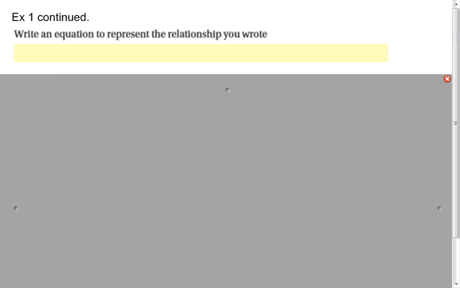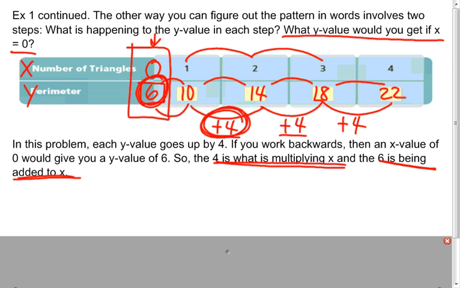Still working on example problem 1. So we figured it out in a table. We figured it out in words. Now we need to write an equation. Okay? So if I go back to my words, I'm going to take x, multiply it by 4, 4 times x. And then I'm going to add 6. The 6 is being added to the x. Add 6. Now, what am I missing here?